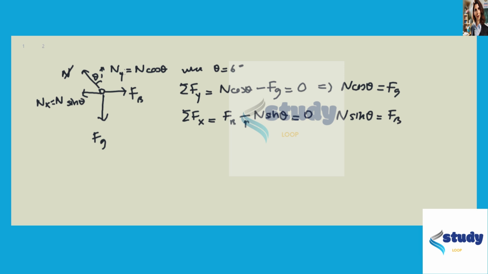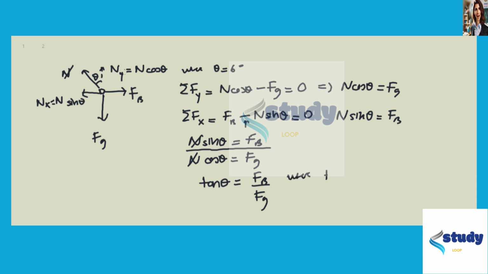Now, N, the normal force, is totally irrelevant for our case. So I'm going to rewrite these two equations: sine theta equals F sub B, and cosine theta equals F sub g. If I take the ratio of these two equations to get rid of the normal force, sine theta over cosine theta gives me tangent theta. The right hand side is F sub B over F sub g, right?